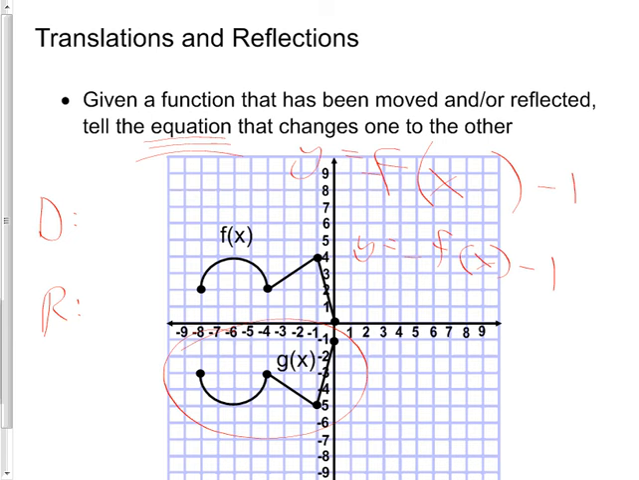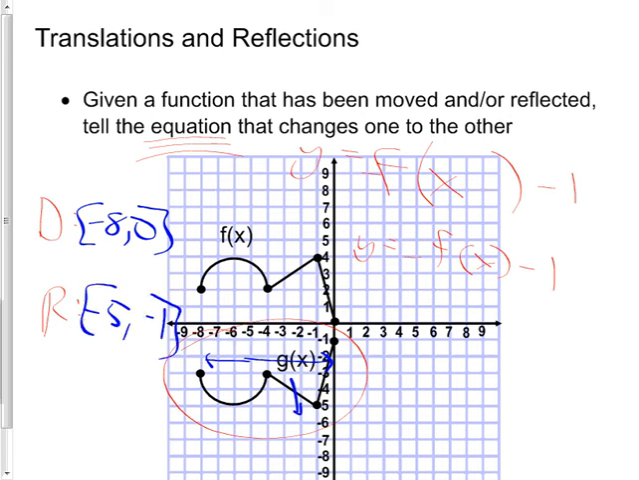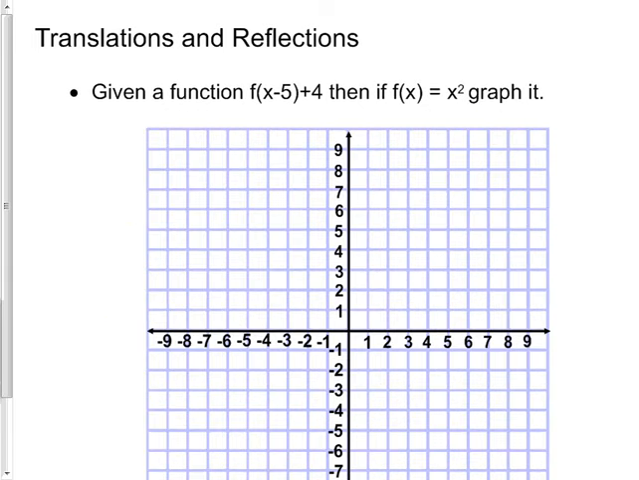Okay, now domain and range. Domain is left to right. How far left does this thing go? -8. To how far right does it go? 0 is correct. Brackets because it touches them. And then the range. How low does it go? -5. To how high does it go? That's exactly right. Raise your hand if you had that one right too. Awesome. And we're most of the way there. Not done yet, but we're getting close.